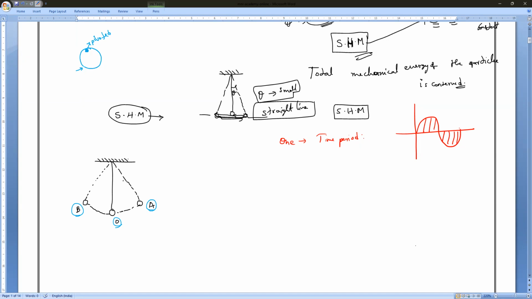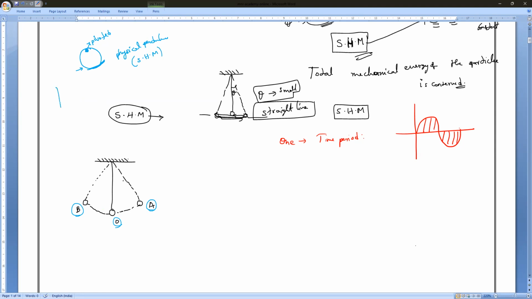If wind blows or if you give a small push, this object will start moving with a very small displacement. Then that is called a physical pendulum. That is also SHM only. Do you understand that? Clear? Yes, sir. This physical pendulum is also SHM only. Clear? So this is a simple pendulum.